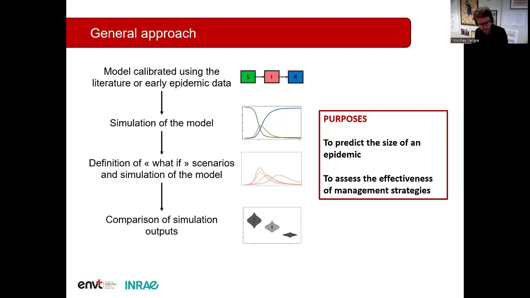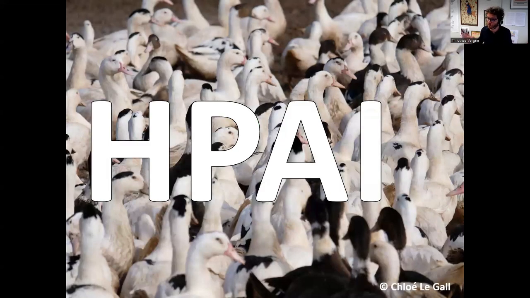So now I have set up the scene for these modeling purposes. I would like to illustrate some of these objectives using some work that we've done either in the lab or in other labs, with application on highly pathogenic avian influenza and African swine fever. So let's start with avian influenza.